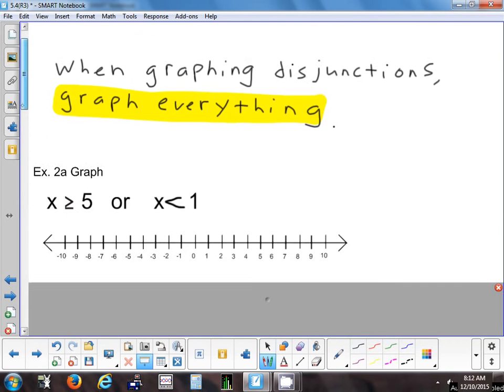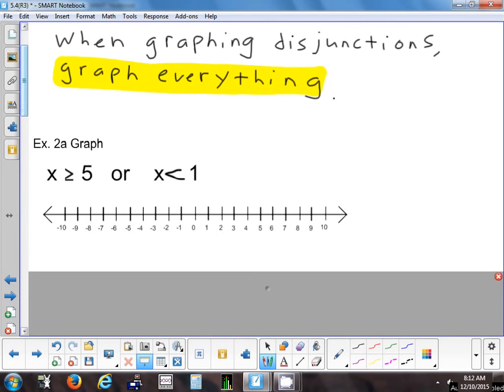All right, so let's go through these and see how that works. First part, x is greater than or equal to 5. Who can tell me what kind of circle? Kevin? Closed circle, where do I put it? Positive 5. Good. You know what? Let's do the other circle first. X is less than 1. Open circle on 1.